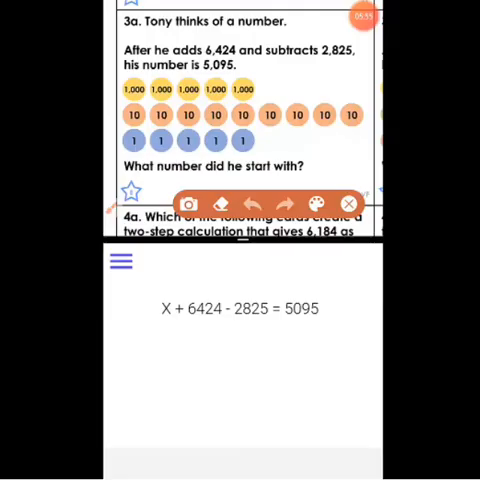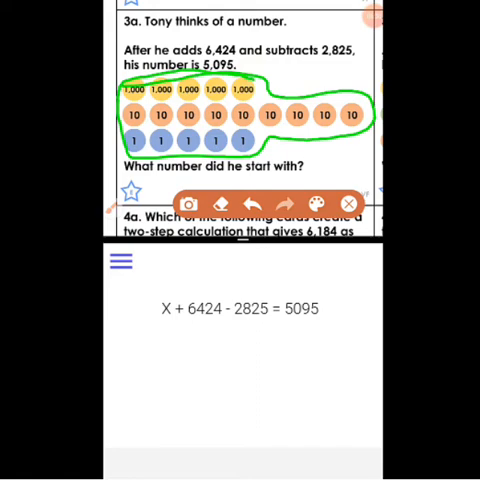So number 3A says Tony thinks of a number. So he adds 6424 to that number, okay, and subtracts 2825 from the number again. So the number now remains 5095. Okay, now everything in this diagram, these counters, represents the number remaining. You can see that there are 5,000 inside here, 90 here, and 5.